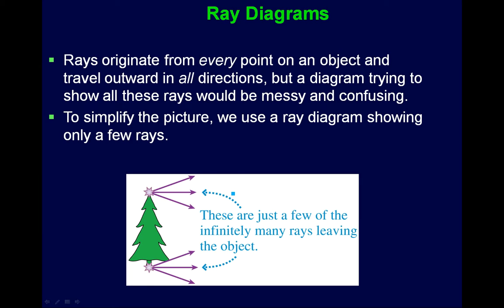We're going to do a lot of little pictures called ray diagrams, and we'll do this for, again, the next couple of lectures. And so rays will originate from every point on an object and travel outward in all directions in general. This comes from light bouncing off of the material. Now when we're trying to simplify the picture to understand it, we'll use a ray diagram and we'll show only a few tiny rays.